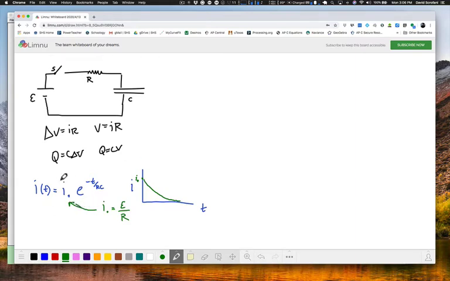Now, I state that without proof. You have no reason to believe that. I'm going to prove it in a few minutes. Why is this function what it is?